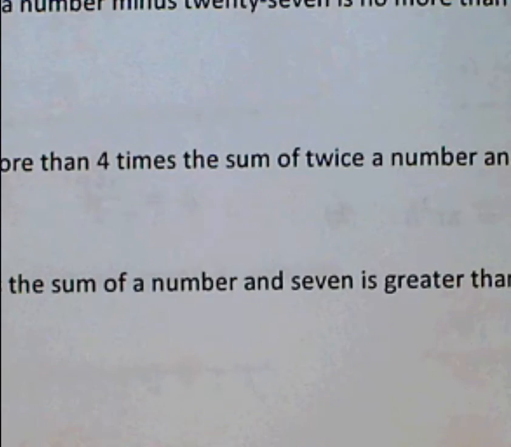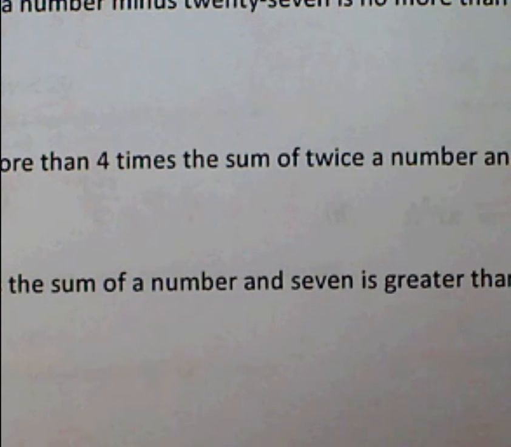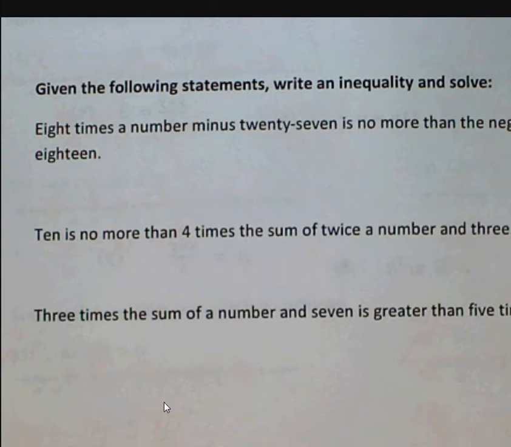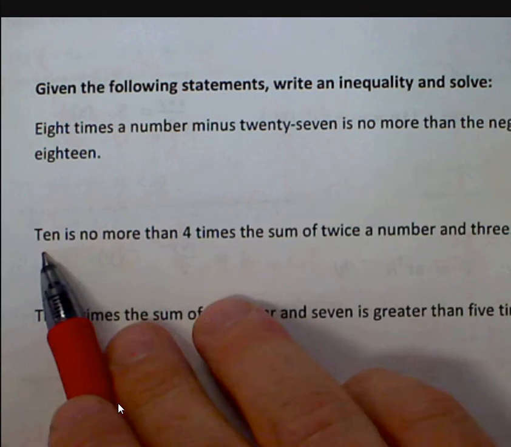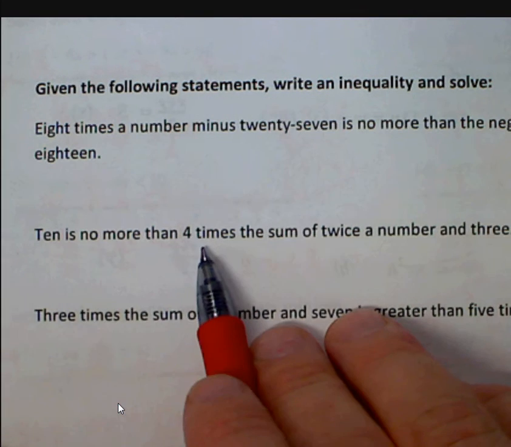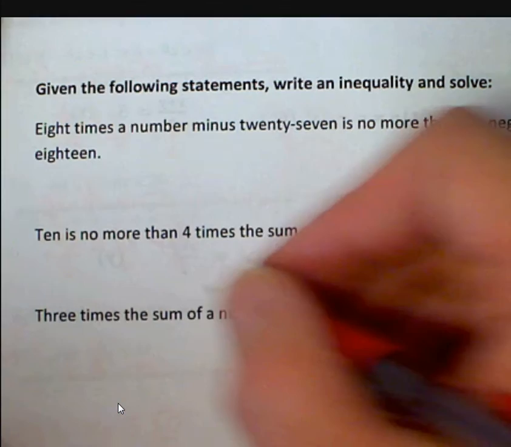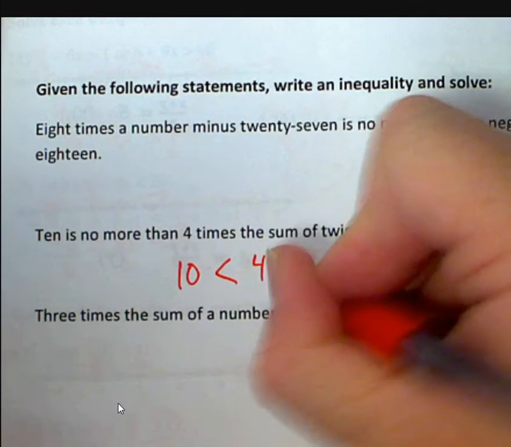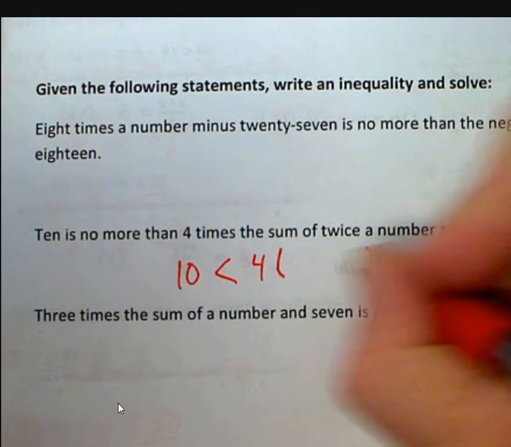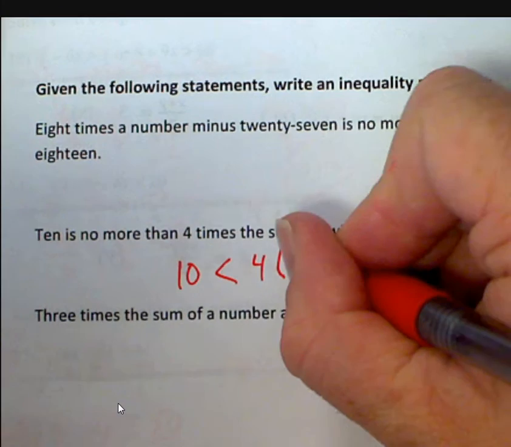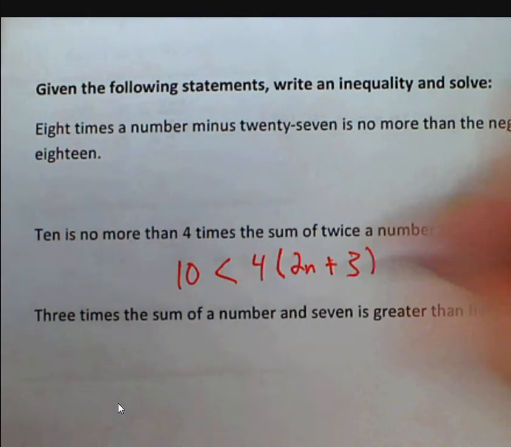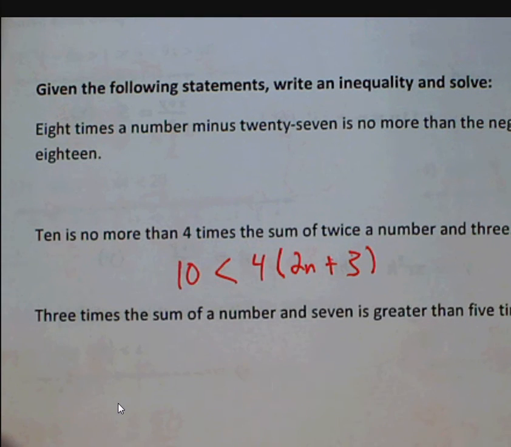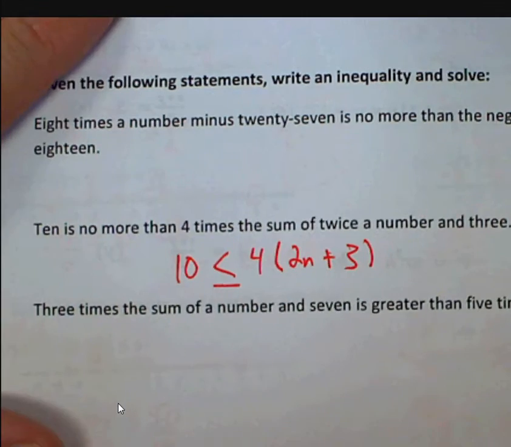Then we are down below. Down below I'm only going to help you guys set these up because I won't have enough time. I have 3 minutes left to make my video. So at the very bottom it says 10 is no more than 4 times the sum. Sum means parentheses with the addition in the middle. 2 times a number and 3. That's how you would set it up. Then you could go ahead and solve. Or no more than, sorry, is less than or equal to.